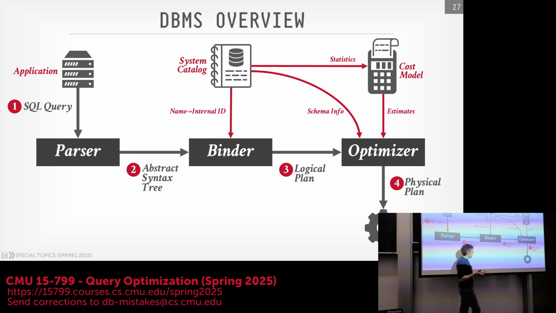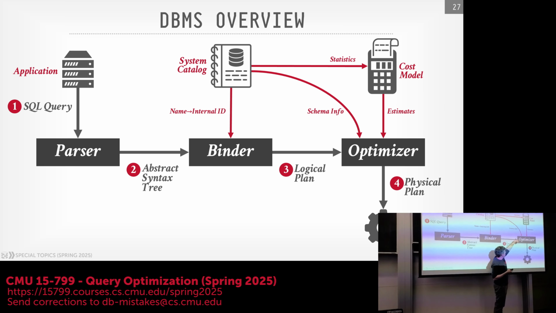So the thing we care about this semester is this piece, the optimizer and the cost model. The binder is just engineering. It's boring code, but it's important, but you don't really do any optimizations there. And then, we can talk a little bit about how to get the schema information and statistical information in the catalog.